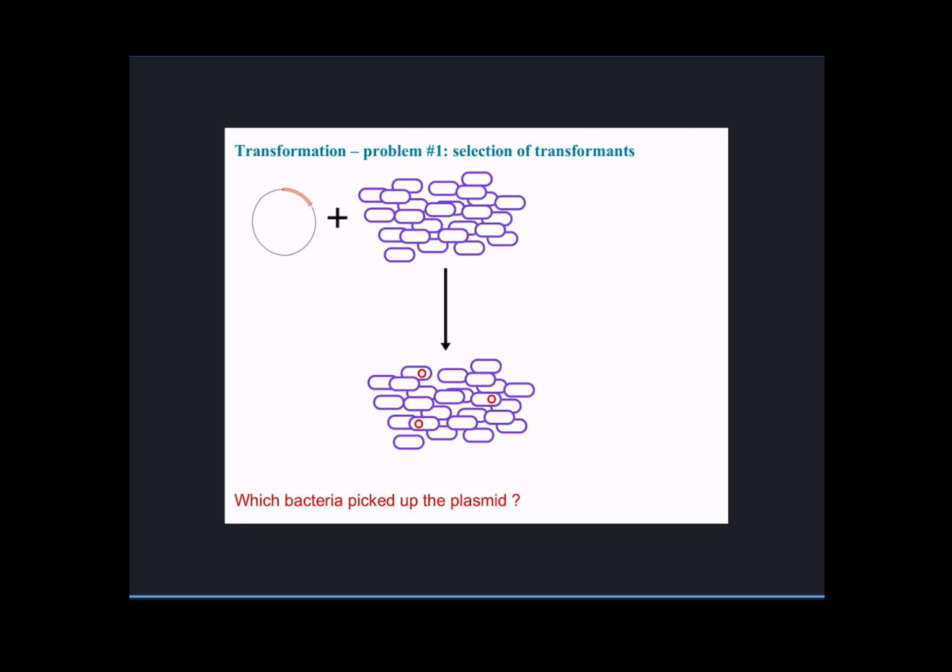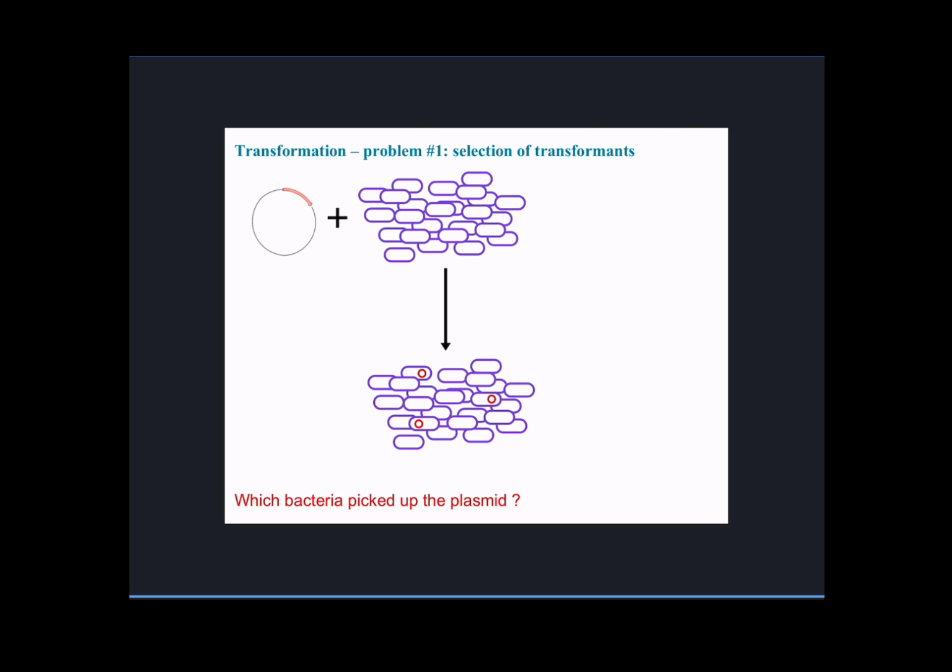Problem number 1, selection of transformants. So when we subject these bacteria to the presence of these plasmids on the outside, not all of them are going to pick it up. Bacteria don't go around picking up stuff from the surroundings, right? So in fact, we need to do things to them such that some of them will pick up this DNA from the surroundings. And certainly not all of them will. A very small proportion of them will. So how do we know which ones?